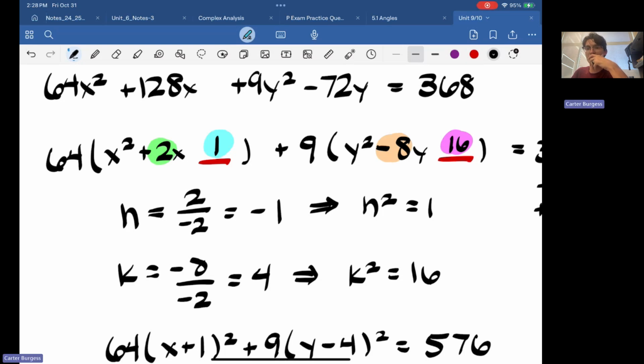All right. In the process of throwing my bag. Oh, what is due on Sunday? We've got progress checks and the WebAssign.